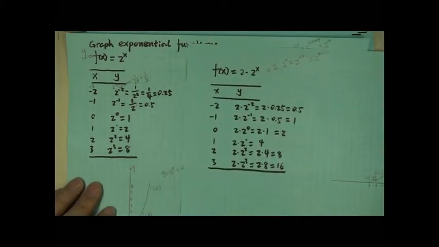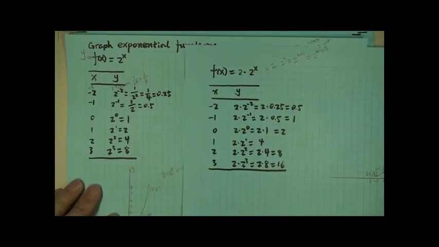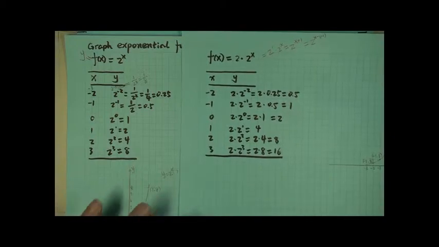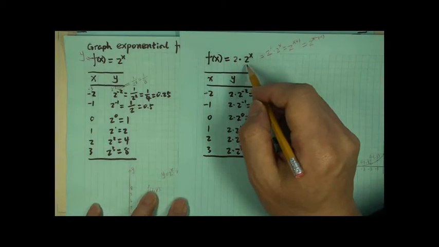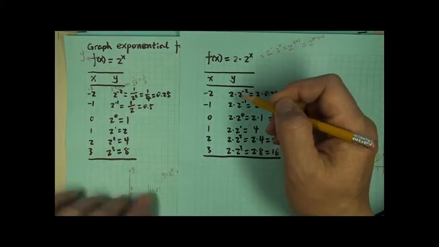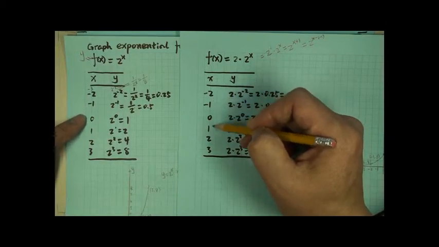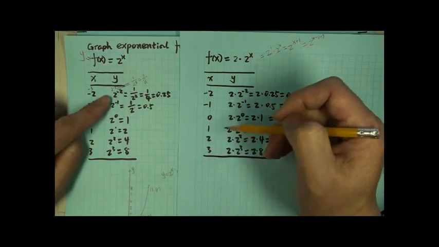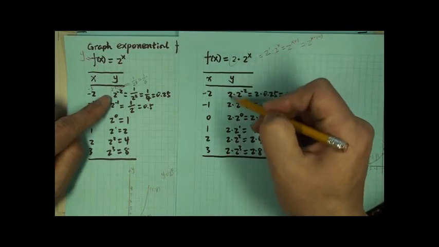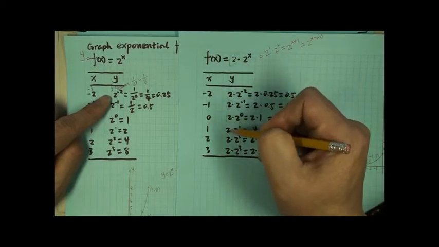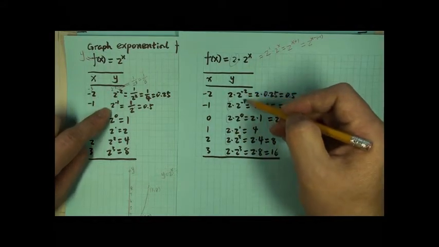This one is different. This one is that we have a 2 in front of 2^x. Now you can see, comparing here for the same x, you have a 2. This 2 comes from here, to multiply every value here.